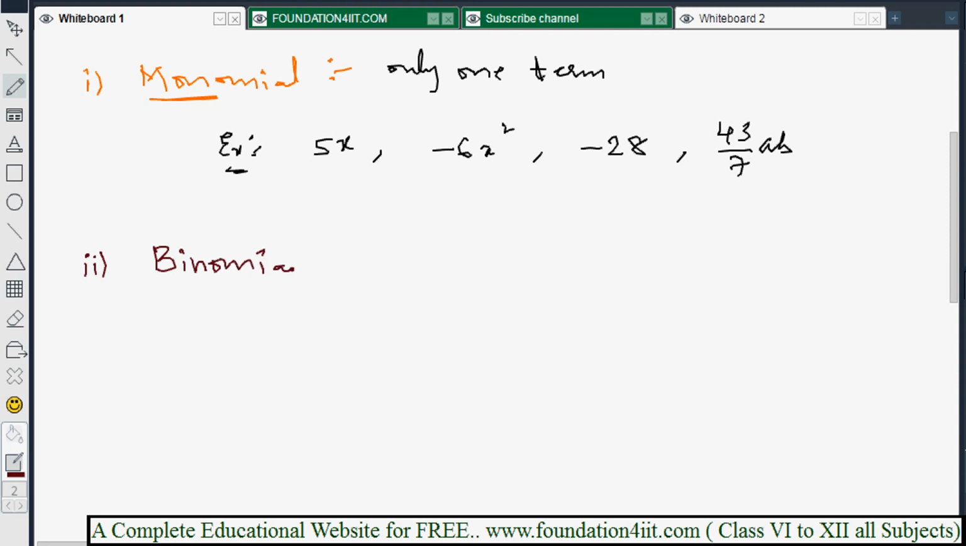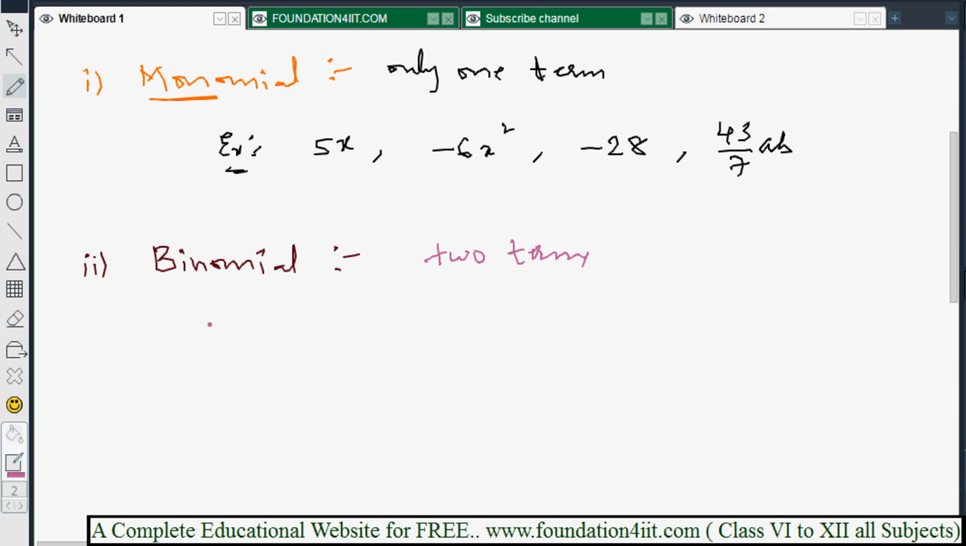So in binomial, the word itself says bi. Bi means it's a two. So a combination of two. An algebraic expression containing two terms. So it contains only two terms is called a binomial. So there should be two terms, only two terms. A combination of two terms is a binomial.